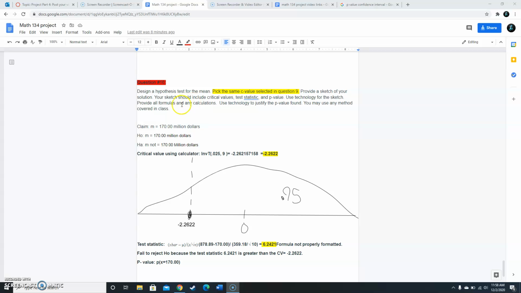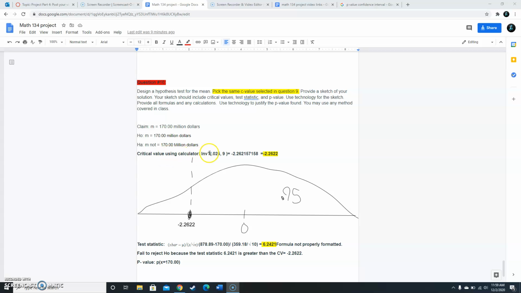So, for question 10, I chose the same confidence level, which was 0.95. Basically I created the claim mu is equal to $170 million. H0 is in support of the claim, which was mu is equal to $170 million, or HA, which is mu is not equal to $170 million.